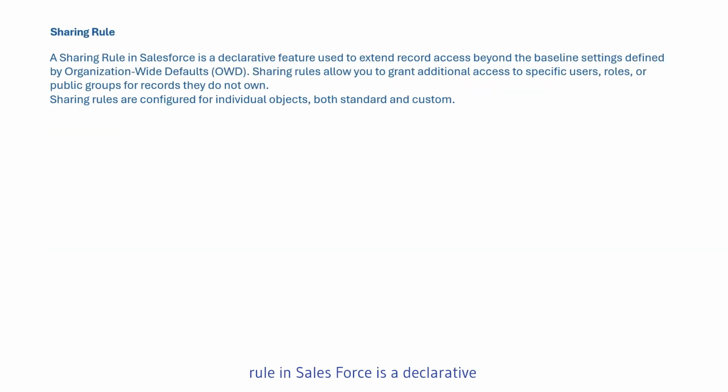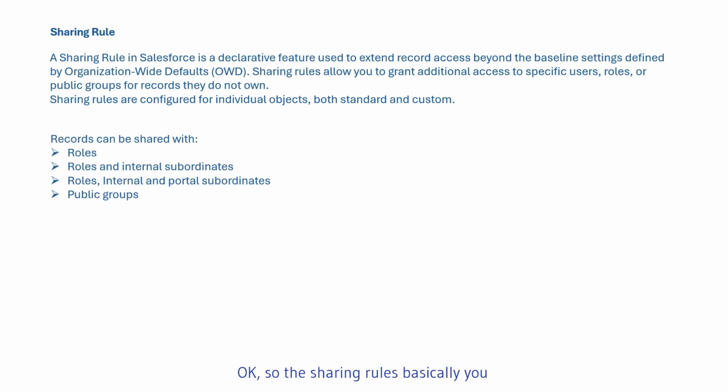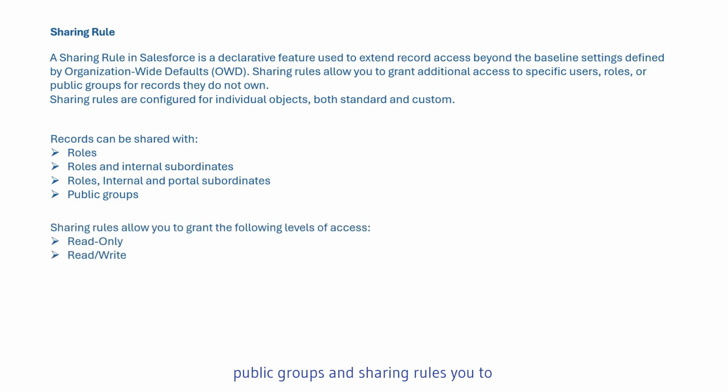Sharing rule. A sharing rule in Salesforce is a declarative feature used to extend record access beyond the baseline setting defined by OWD. Sharing rules allow you to grant additional access to specific users, roles, or public groups for records they do not own. The records can be shared with roles, roles and internal subordinates, roles, internal and portal subordinates, or public groups. Sharing rules allow you to grant the following levels of access: you can extend the record access as either read only or read write.